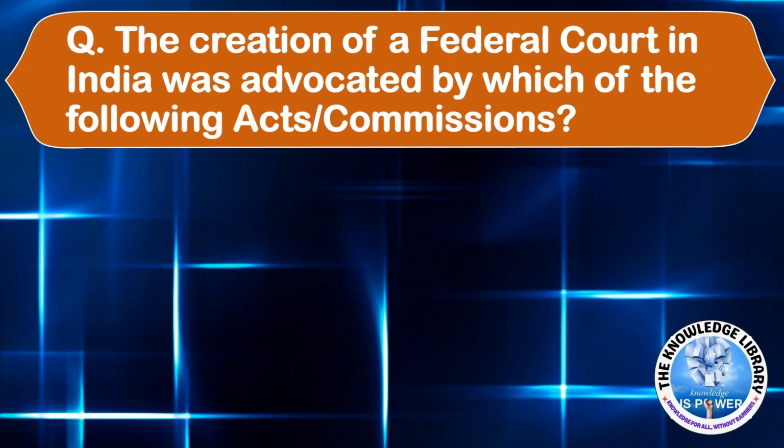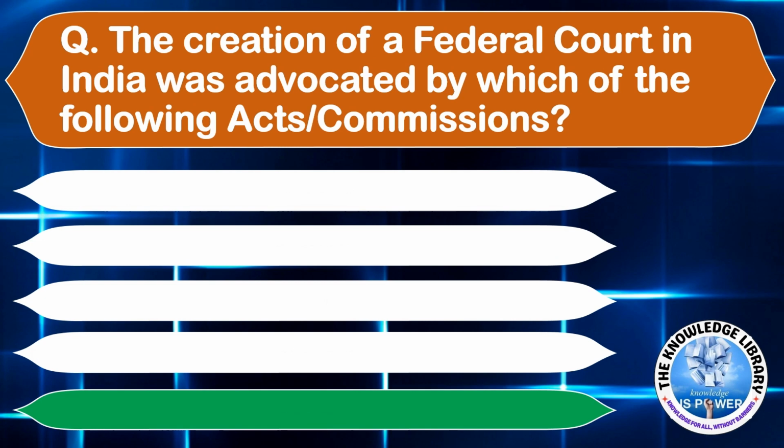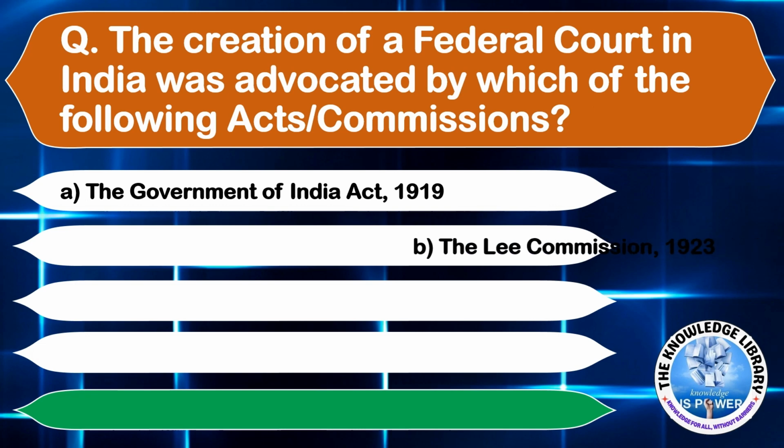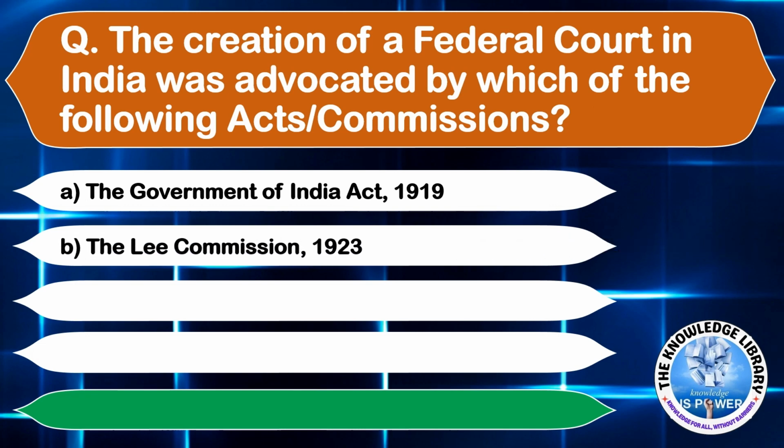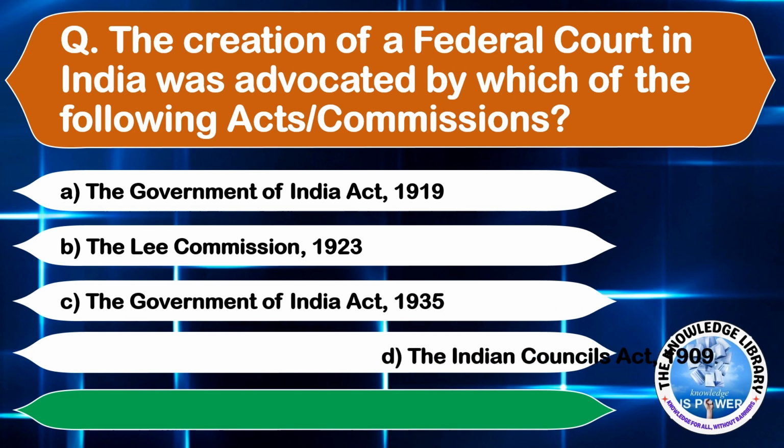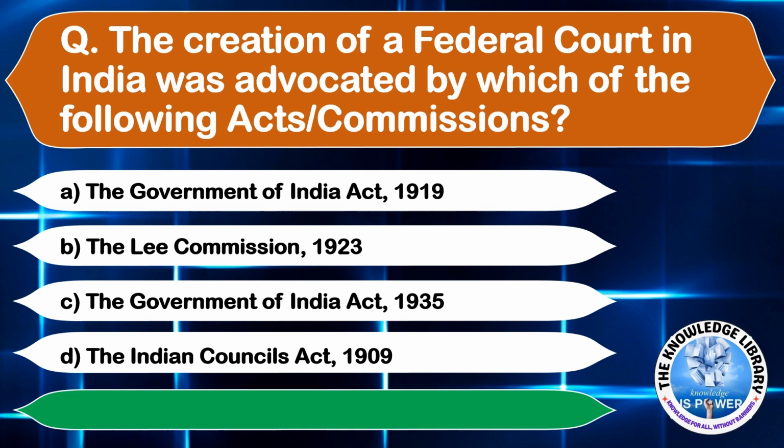The creation of a federal court in India was associated with which of the following acts or commissions? Option A, the Government of India Act 1919. Option B, the Lee Commission 1923. Option C, the Government of India Act 1935. And option D, the Indian Councils Act of 1909. The correct answer is option C, Government of India Act of 1935.